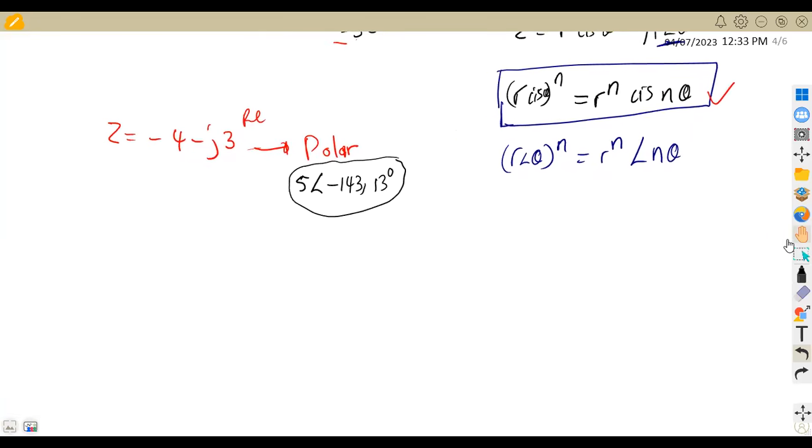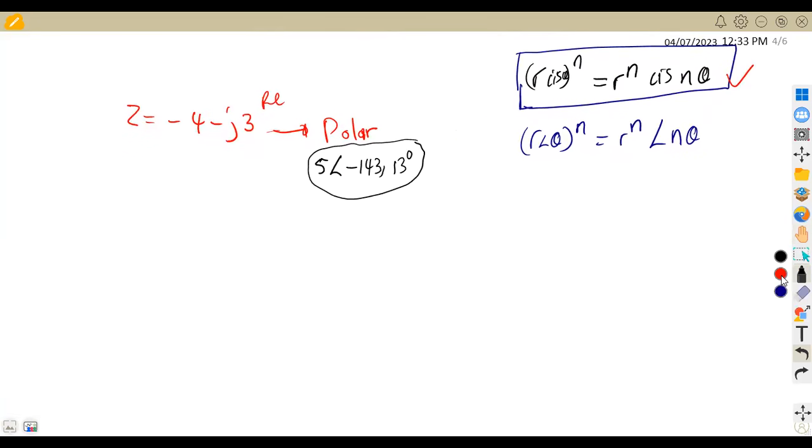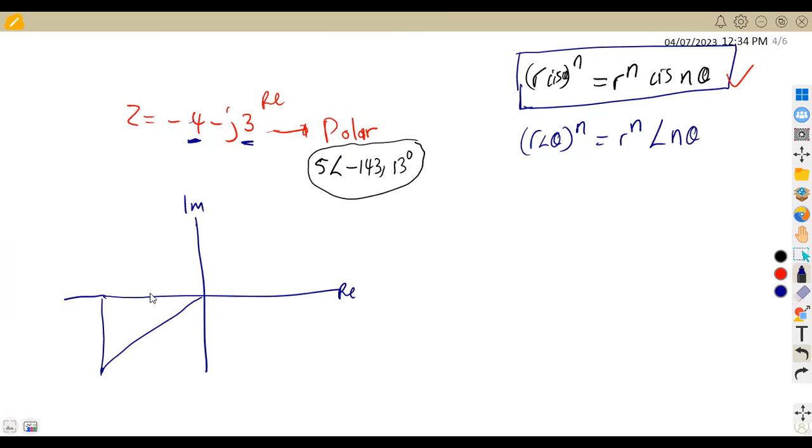Okay, we can draw our Argand diagram, which shows the relationship between the imaginary part and the real axis. So we are going to have our real axis and the imaginary. The real part is negative, the imaginary part is negative. So you've got -4, and it is going to be in the third quadrant, where this is -4 and this is minus j3 for the imaginary.